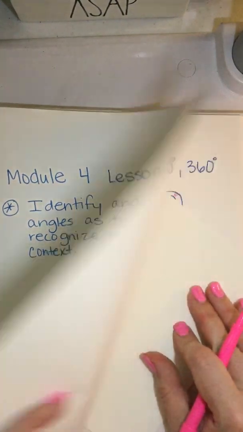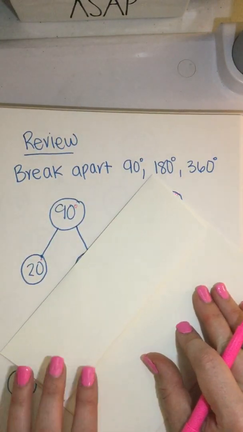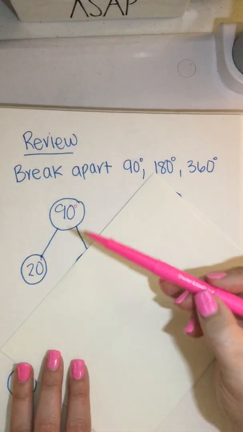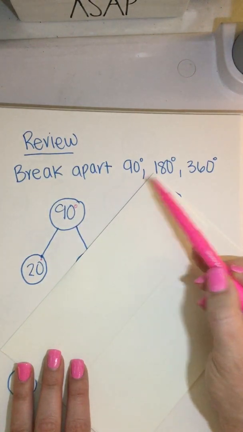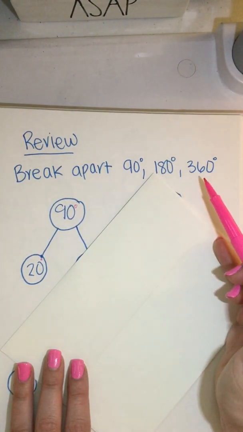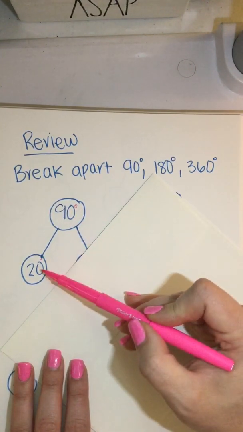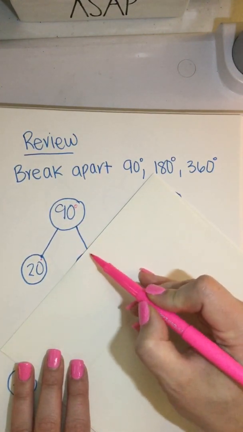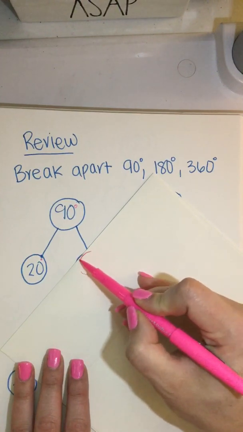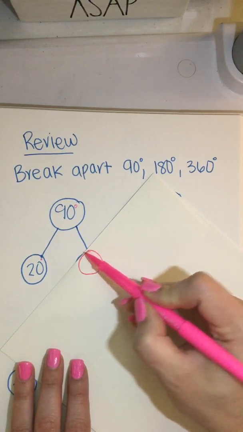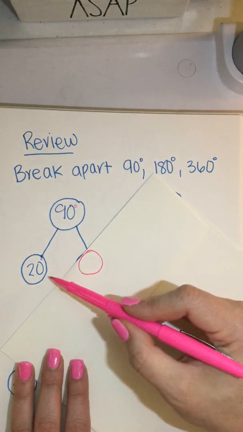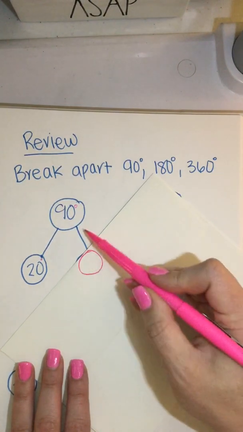All right, like every lesson, we always do a little bit of review. And so we're going to review. We're going to break apart 90 degrees, 180 degrees, and 360 degrees. If I start with 90 degrees and I am given 20 degrees, what is in this other number bond right here? There's a number bond underneath here. What is in that missing number bond? What is the other part to go along with 20 that would make up 90?